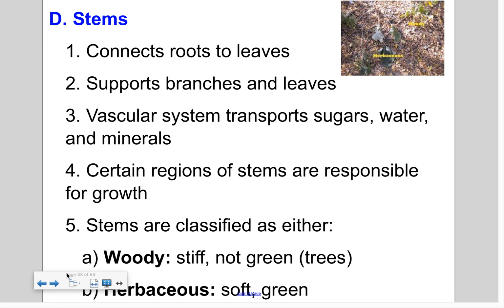Okay. All right. Now, for stems, there are 2 types of stems. You can classify them as woody or herbaceous. Woody means that it's stiff. It's like a stick. Okay, it's not green. Think like trees, wood. Herbaceous means that it is soft and green.